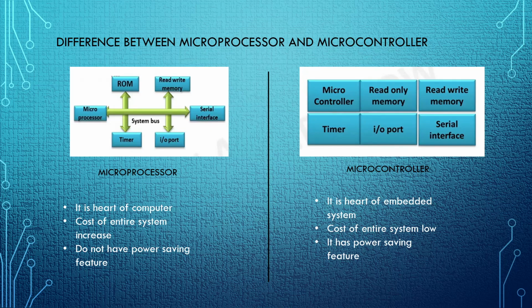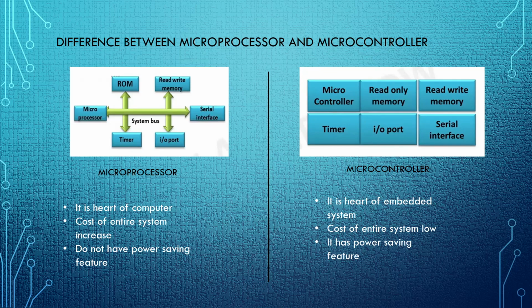The difference between the microprocessor and microcontroller. Look at the block diagram of the microprocessor, which contains a system bus and some blocks: microprocessor, ROM, timer, input output port, read write memory, serial interface. It is quite different from the microcontroller block diagram, which contains microcontroller, timer, input output port, read only memory, read write memory, serial interface in a different shade.